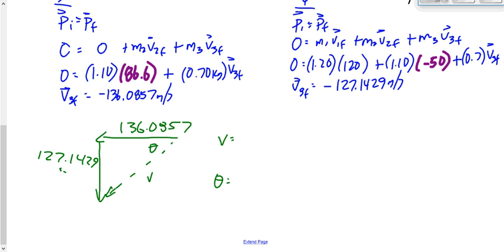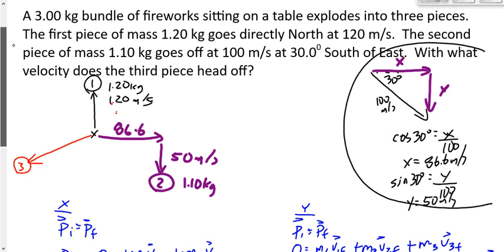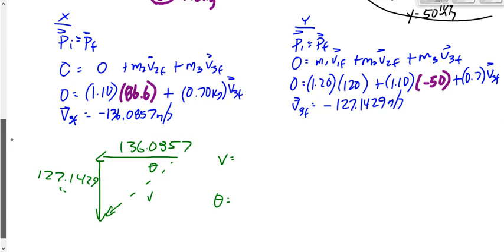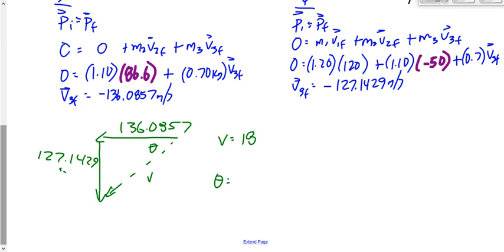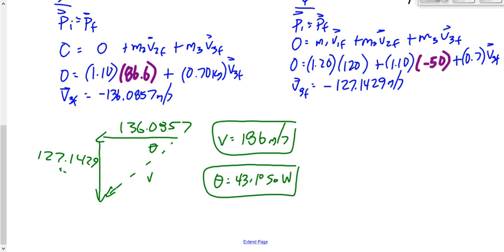For V, I get 186 meters per second. How many digits should we be there? 3, yeah. 186 meters per second. And the angle for that one should be 43.1 degrees. And we're going to make that south of west. Or you could have gotten 46.9 degrees west of south if you had to draw the vector diagram the other way around.